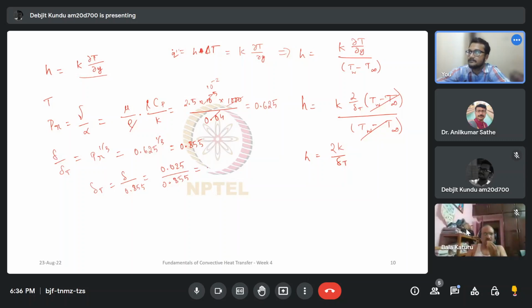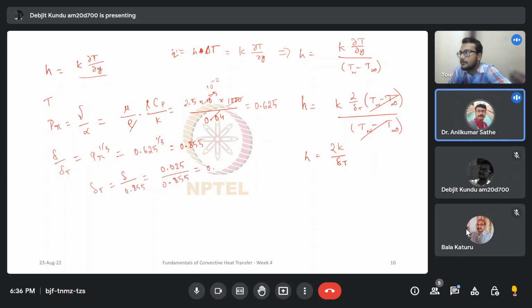How much is it? A bit more than 25 millimeters. Sorry, 0.029 meter, not 29. So that is around 29 millimeters. This is our delta T.